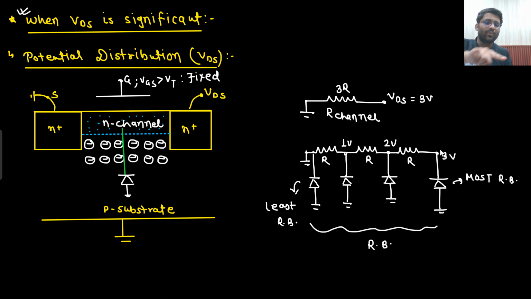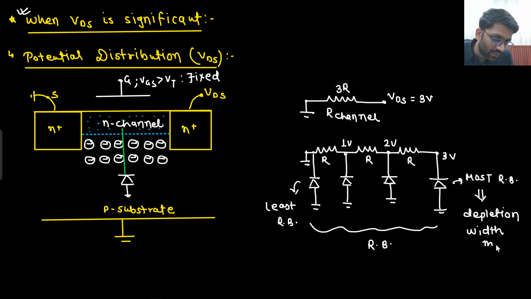As you are moving from drain to source, listen to the statement very carefully. As you are moving from drain to source, your reverse bias is getting decreased. That means at the drain side you are having the maximum reverse bias because of this VDS potential. If you have the maximum reverse bias, then depletion width will also be maximum, and if depletion width is more, then depletion charge will also be more.